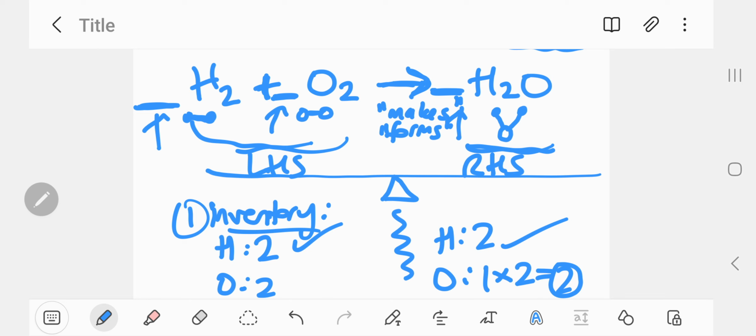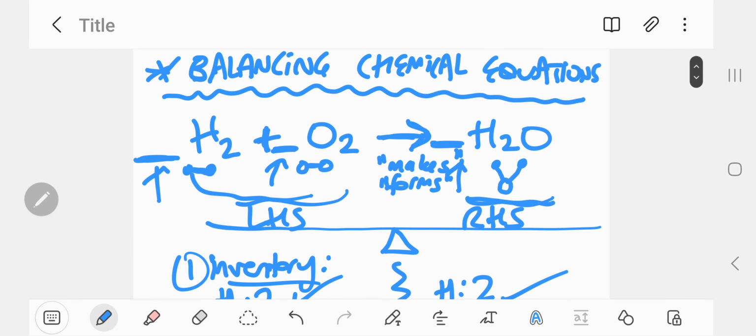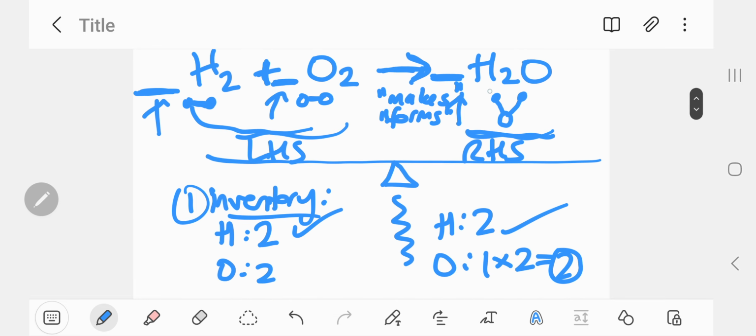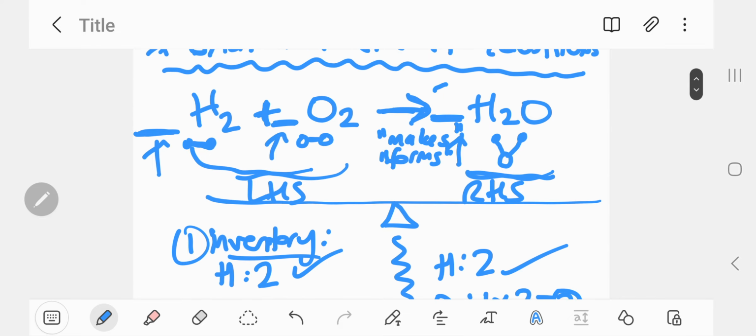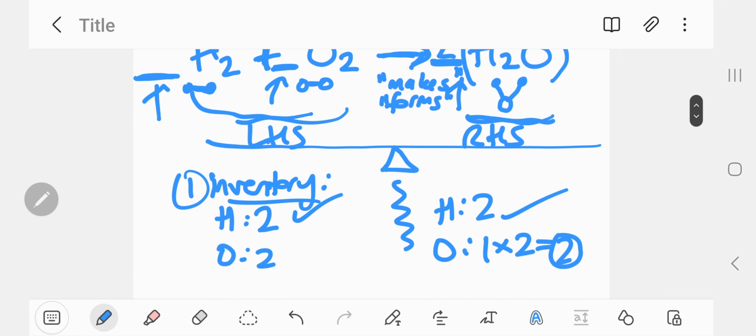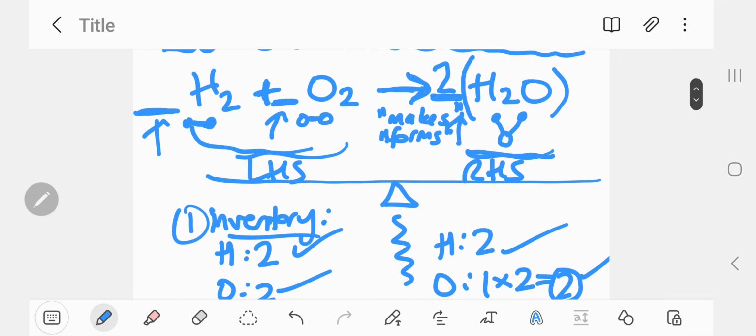Where do we put this 2? We can only put it, remember, at the front of this compound, which is H2O here. So the 2 goes out here. Best thing to do is put parentheses, put brackets around H2O because that's one compound, right? H2 and O are not separate, they're together in this case. So that solves that, tick, tick, but we've got another problem.